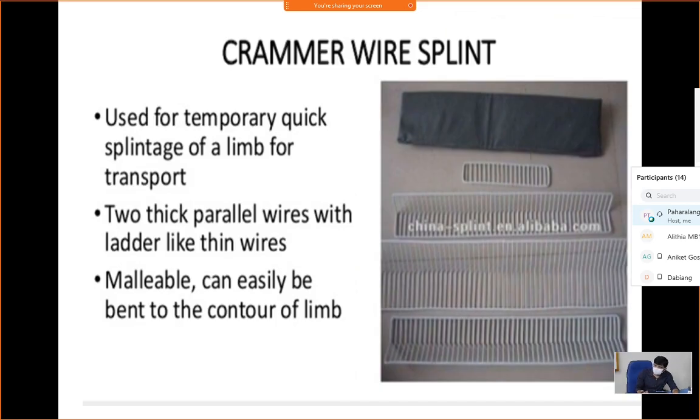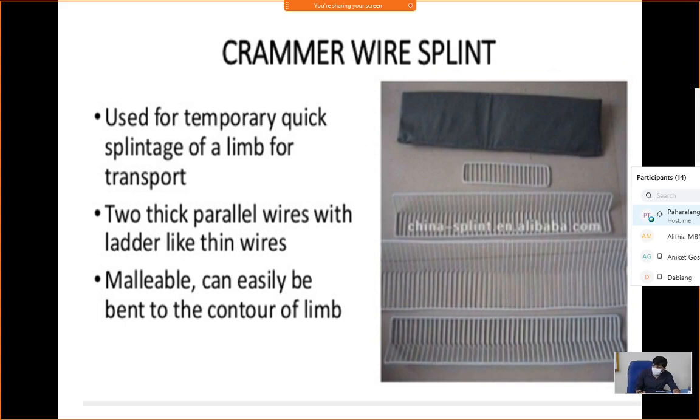Kramer wire splint, I was talking about that. These are metallic splints. You can see in the pictures there are two rods and multiple connecting rods in between, and these are malleable. You can fold it in any direction, bend it in any direction. So it is used for temporary quick splintage of the limb for transport. These are mainly used in battlegrounds and remote places where there is no access to PUP and all this.